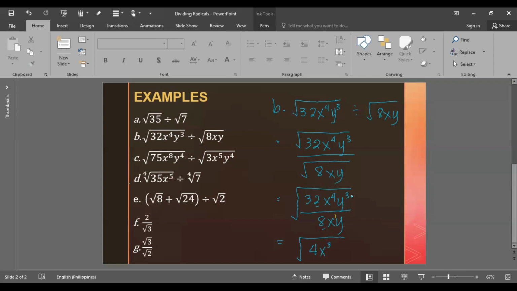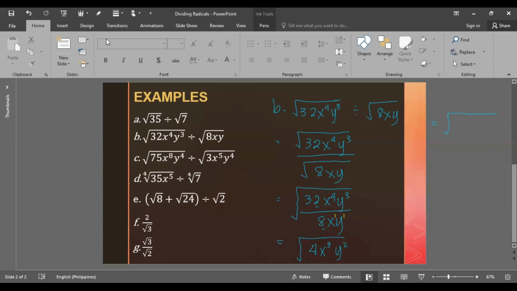Next, y raised to 3 divided by y raised to 1 is, also we have to subtract the exponents. 3 minus 1 is 2. So we have y squared. And where should we put y squared? We have to put y squared on the numerator. Is this now the final answer? Or it can still be simplified? Pwede pa siyang masimplify. So let's try.